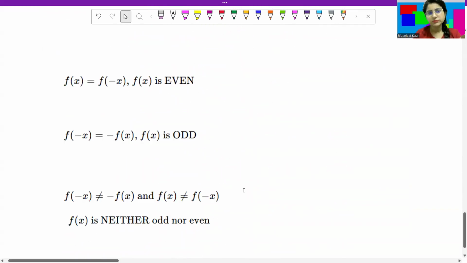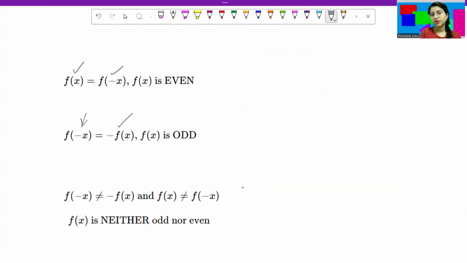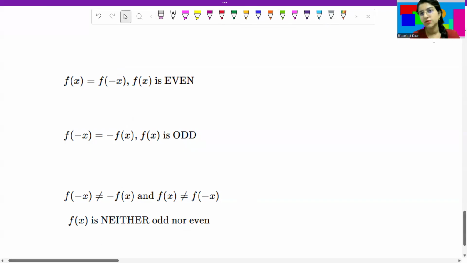So in summary, f of x is an even function if plugging in the negative of that number is equivalent to the original function. And if plugging in the negative of that number is equivalent to minus f of x, the negative of that whole function, then it is an odd function. And if it is neither equal to the original function nor equal to the negative of the function, then we say it's neither odd nor even. So this is how we can determine if a function is even or odd.